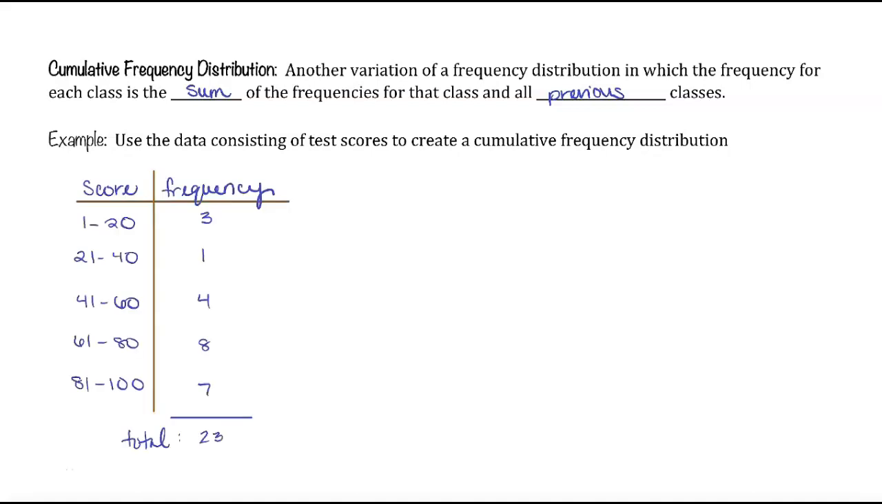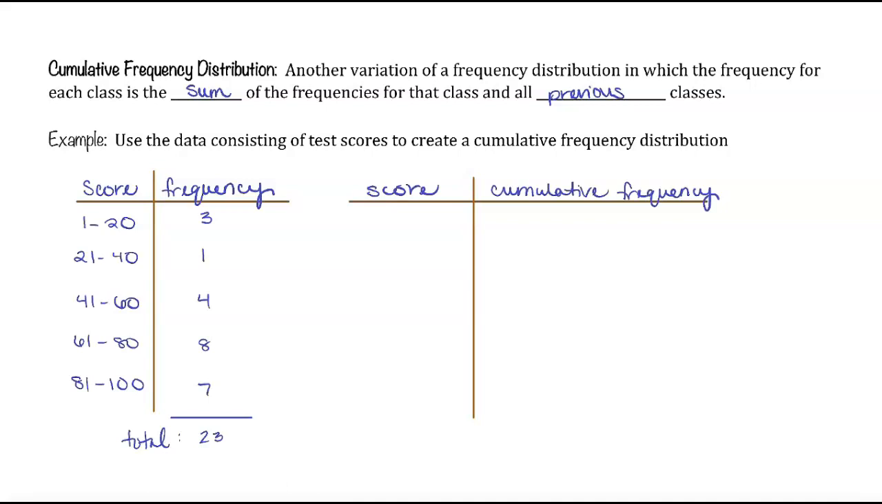In order to create the corresponding cumulative frequency distribution, we do need to change our classes. For our first class, instead of writing 1 to 20, we will use a different language. We will write less than 21. It might be tempting to write less than 20, but then the score of 20 is no longer in that first class. So we'll write it as less than the next class. And since there are 3 students that scored less than 21, our cumulative frequency for the first class is 3.